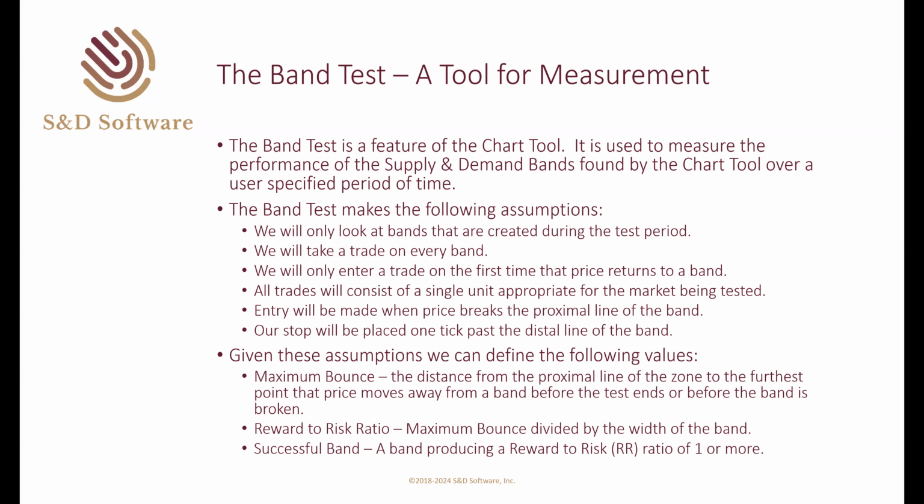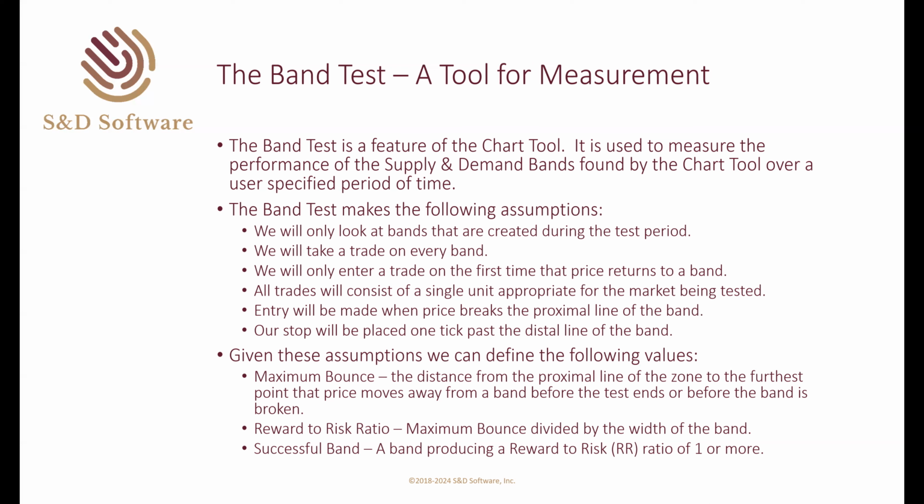Now, the chart tool has a feature called the band test. What the band test does is it allows you to directly look at the performance of the supply and demand bands generated by the tool over whatever specific period of time that the user specifies. And to do this, the band test is going to make some assumptions. We're only going to look at the bands that are created during the test period.